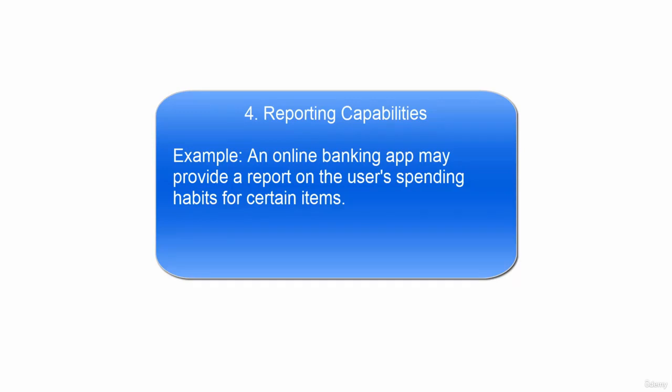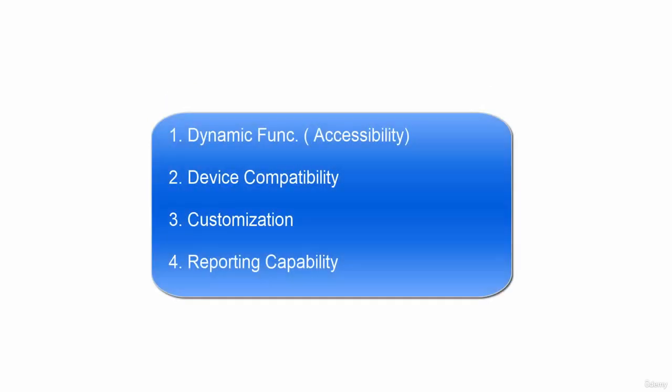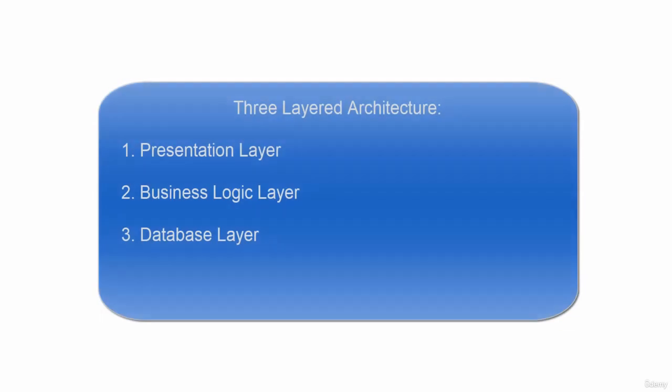Reporting capabilities. Web applications often come equipped with reporting functions, enabling users to view statistics and generate reports. For example, an online banking application may provide a report on the user's spending habits for certain items. At the end, web applications offer dynamic functionality, accessibility, device compatibility, customization options, and reporting capabilities, enhancing the user experience and enabling personalized interactions with the application.